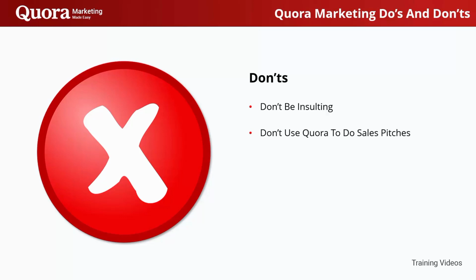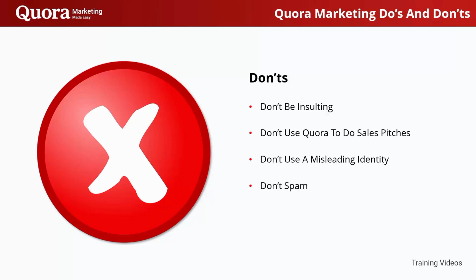Don't use Quora to do sales pitches. Never try to pitch a product or service through an answer. Instead, mention the product or service to illustrate a point in your answer, but don't use it as the focus of your reply. Don't use a misleading identity. Use your legal or business identity when you join Quora. Using a misleading identity can significantly hurt your brand.